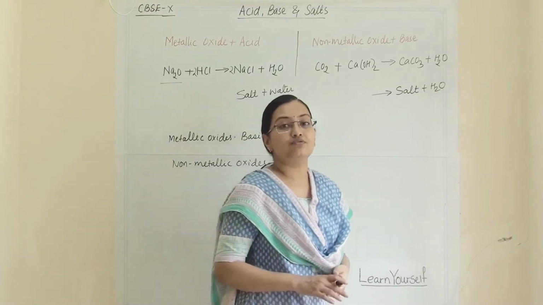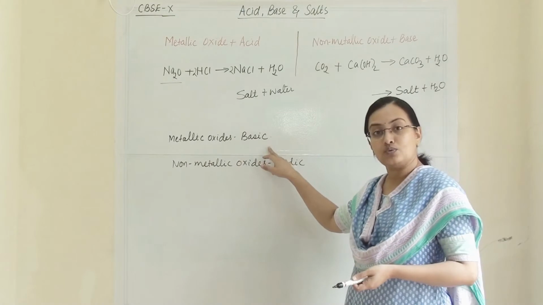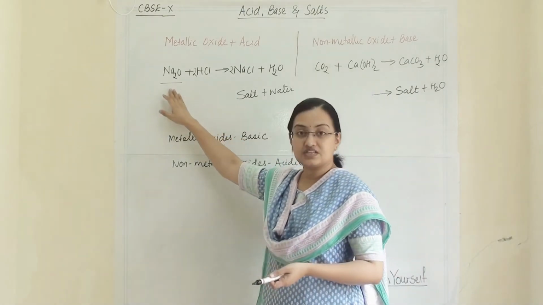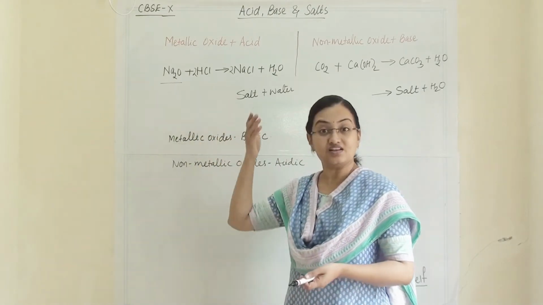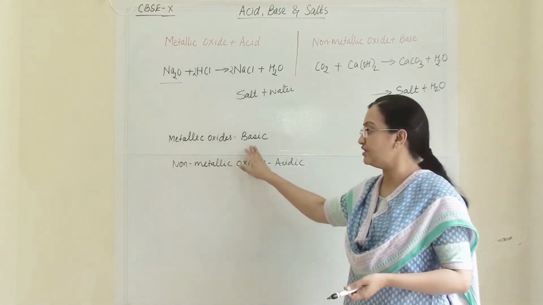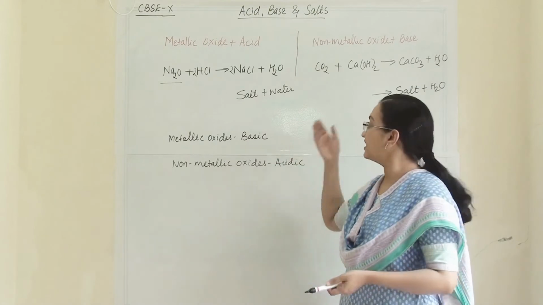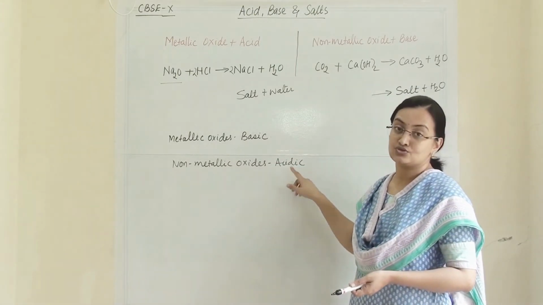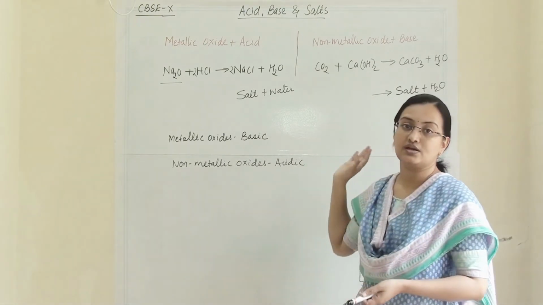Here what you have to remember is the nature of metallic oxides are always basic. What all metallic oxide we have studied, like magnesium oxide, sodium oxide, calcium oxide, all those are metallic oxide. They are basic in nature. Non-metallic oxides like sulfur dioxide, carbon dioxide, their nature is acidic. So when they are going to react with base, we will get salt and water.